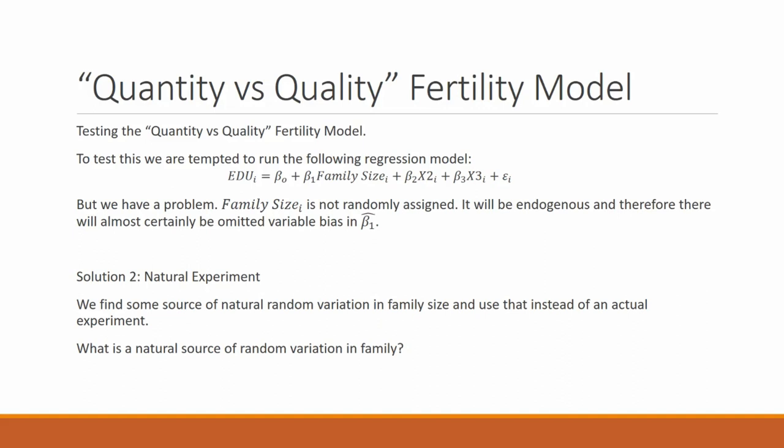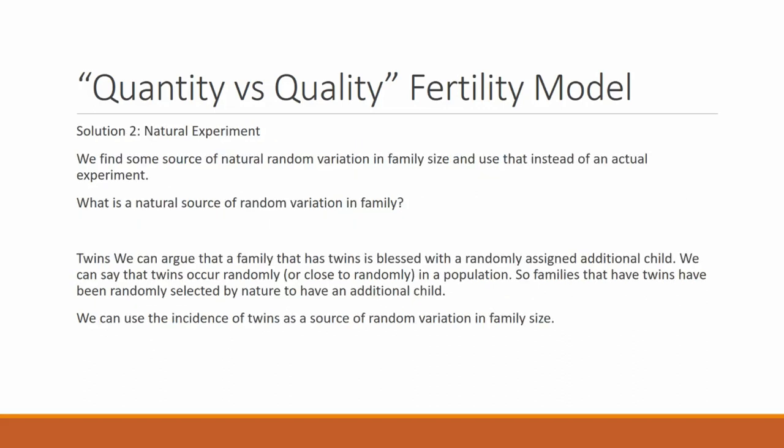Well, what we do is we want to find some source of natural random variation in family size and use that instead of an actual experiment. So we have to think, what could be a natural source of random variation in family size? Is there something that we could use? Is there some source of variation that could mimic randomization, basically? Well, there is a way that has been used several times in the academic literature on this question.